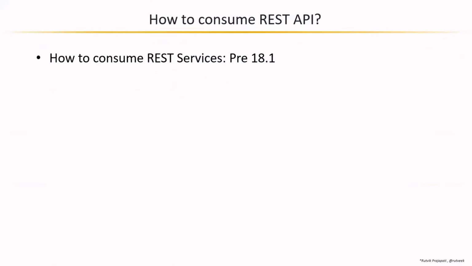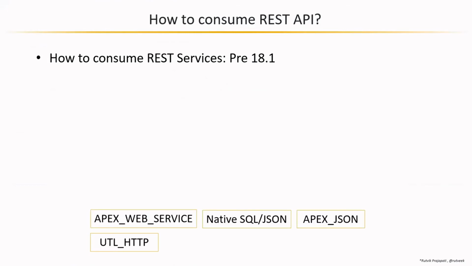So what happened before Apex 18, right? How were we consuming a REST API? At the very bottom, we have the UTL_HTTP standard PL/SQL package, which handles all the HTTP requests. And then Apex provides the package APEX_WEB_SERVICE. Using this, we need to invoke the API. We get the response in the form of JSON. And then if we are on database 11g, we can parse that using APEX_JSON.